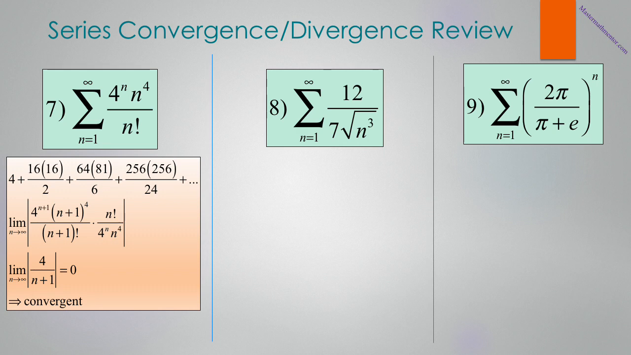Eventually, the denominator will get bigger. In this case, it will take 19 terms before this fraction gets below 1.